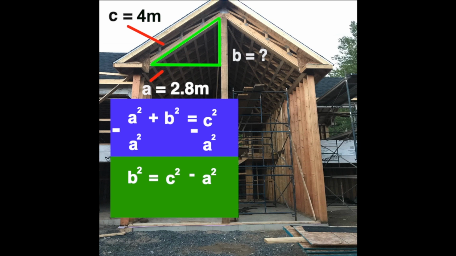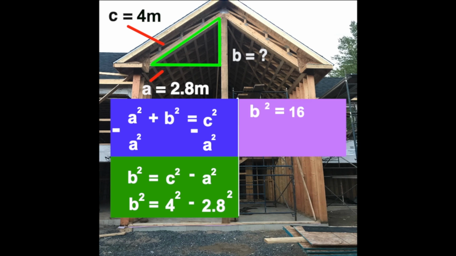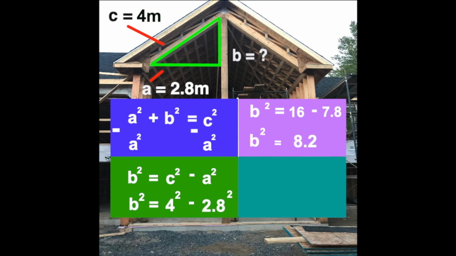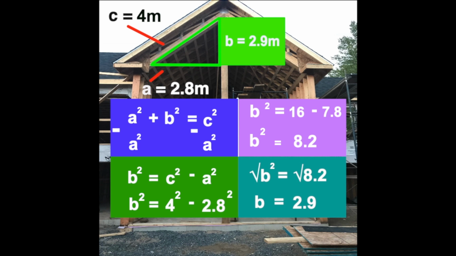If we substitute our measurements of 4 meters for c and 2.8 meters for a into the equation, we are getting closer to solving for the length of our side b. To do so, we need to square 4, which gives us 16, and then square 2.8, which ends up being approximately 7.8. 16 minus 7.8 equals 8.2, and so we know b squared equals 8.2. Now, to change b squared to b, we have to take the square root. So we will take the square root of both sides of the equation, resulting in b on the left side and approximately 2.9 on the right side. Now we know the length of our side B. It's 2.9 meters.